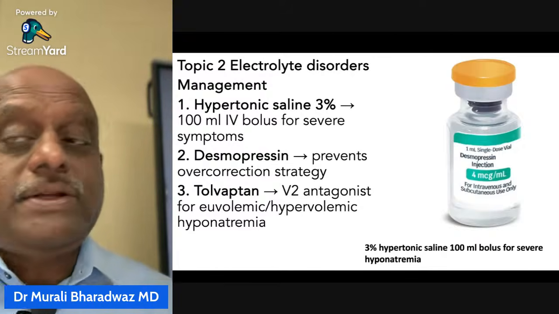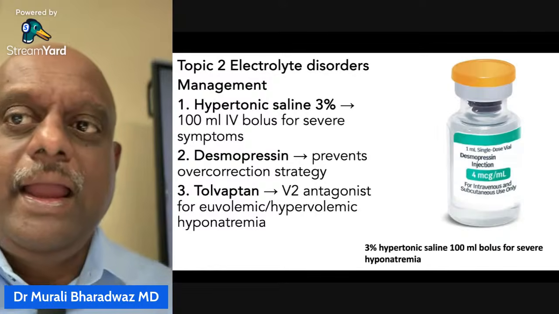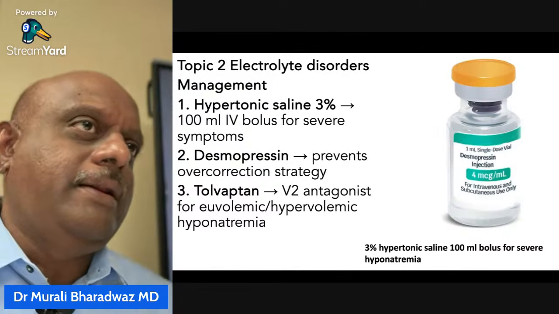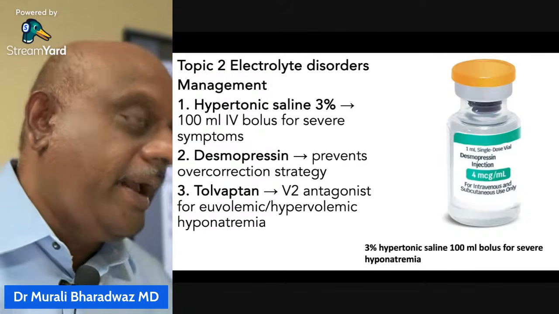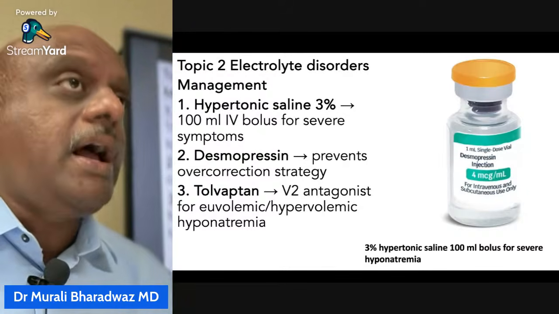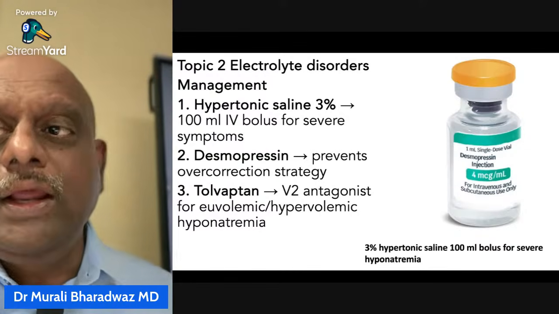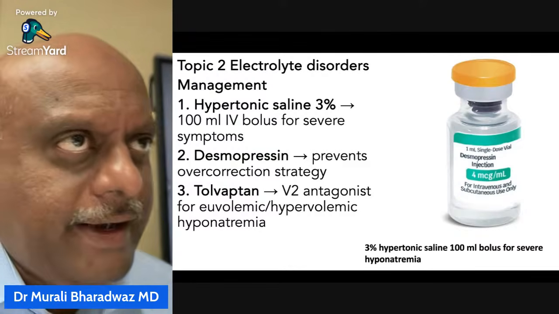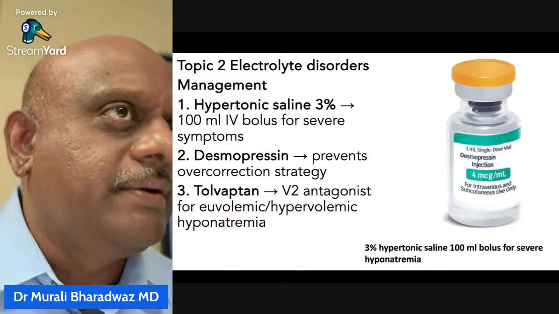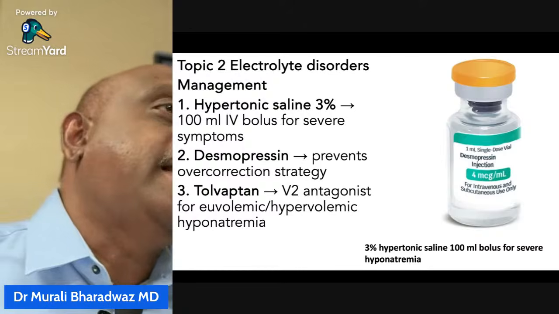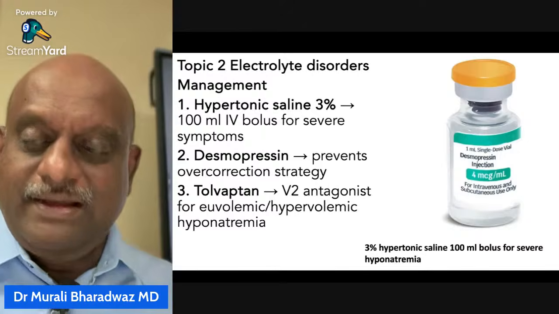Similarly, desmopressin prevents the overcorrection. Tolvaptan, what is tolvaptan? In inappropriate ADH production, there is excess ADH. We use an antagonist of the ADH. That is especially used for euvolemic hyponatremia like SIADH; we use tolvaptan. Have you at any time used it in internship? Tolvaptan comes as a tablet called Natrice, 15 milligrams. We give it twice daily. Okay?